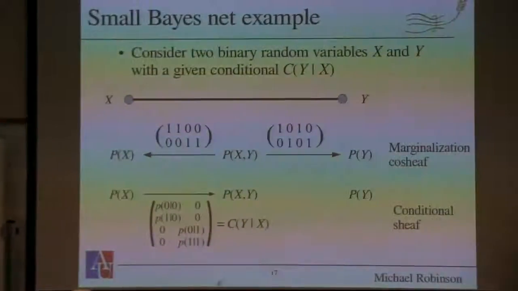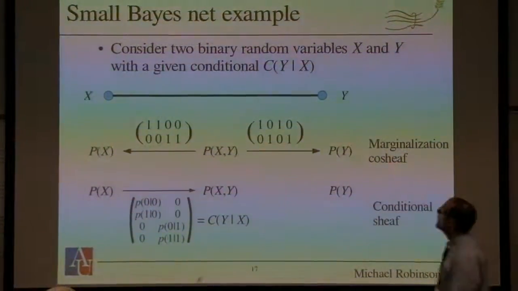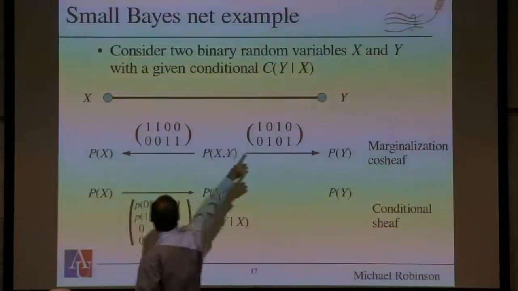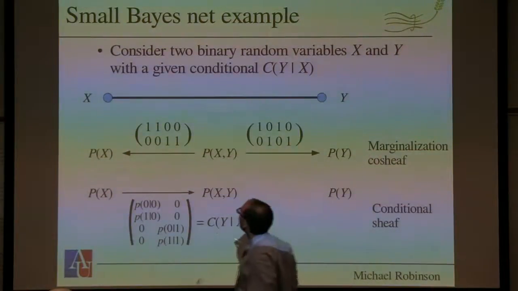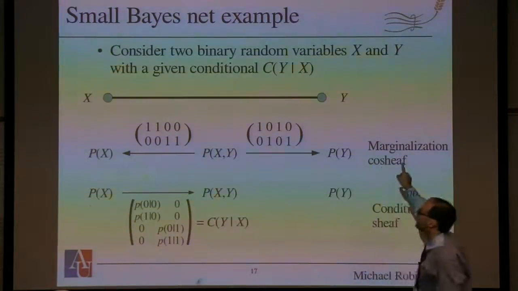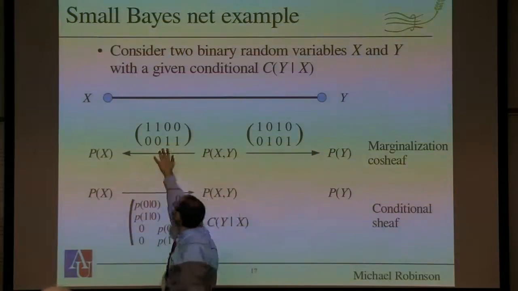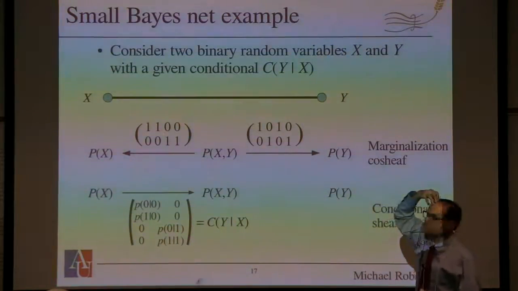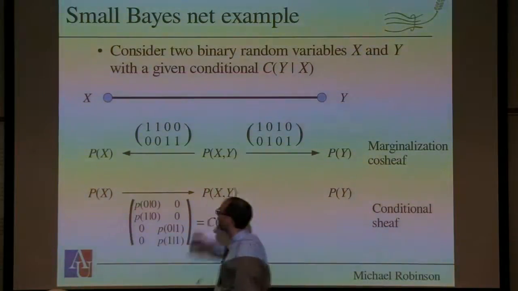So here's 2 random variables. I've got a given conditional probability. Here the 2 random variables are x and y. They live over the simplicial complex from x to y. And so when I go from this simplicial complex from x to y, here we go. Here is the marginalization co-sheaf. In fact, this is the marginalization function. These are binary random variables. That is the marginalization function where I'm just integrating, of course, summing here.